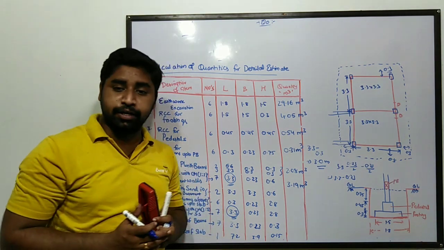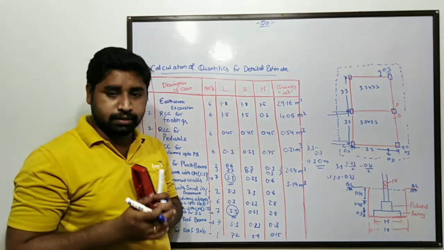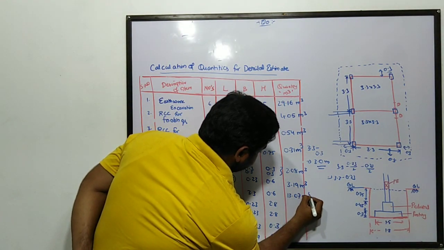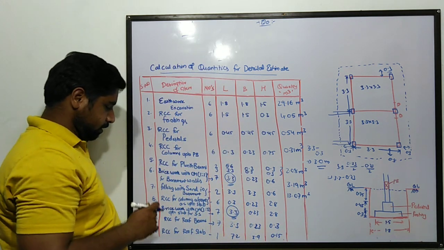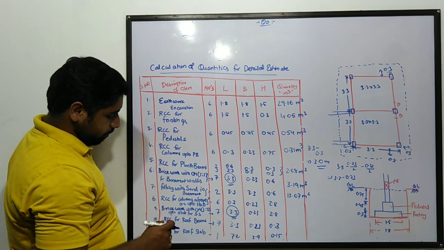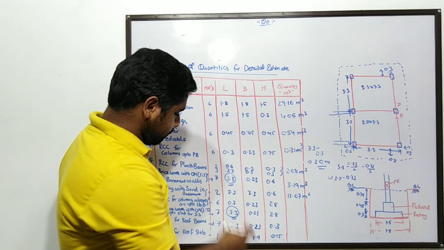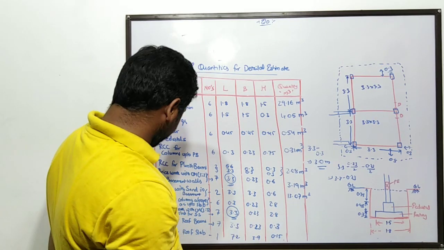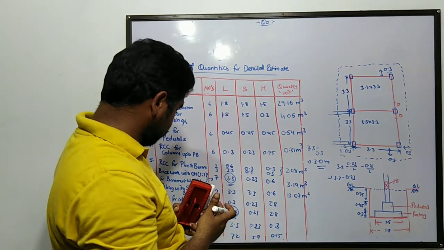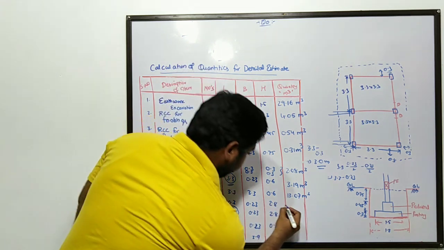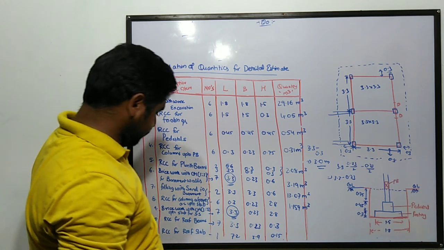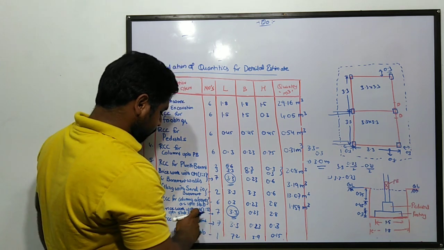So 2 into 3.3 into 3.3 into 0.6, 13.07 meter cube. Next one, RCC for columns above ground level up to slab. Okay, so 6 numbers are there. 6 into 0.3 into 0.23 into 2.8. That is around 1.159 meter cube. Okay, next one, brickwork with cement mortar up to slab for superstructure.